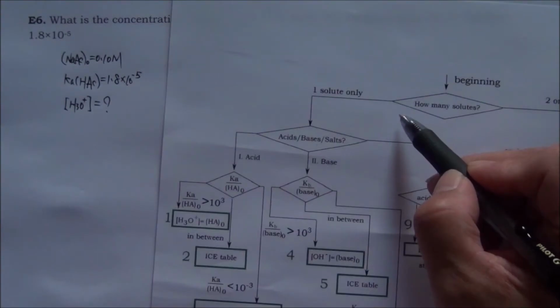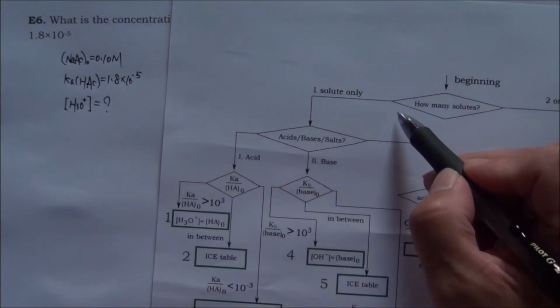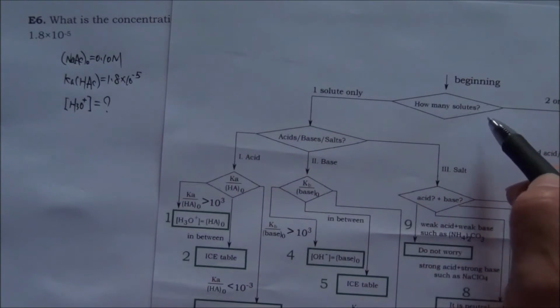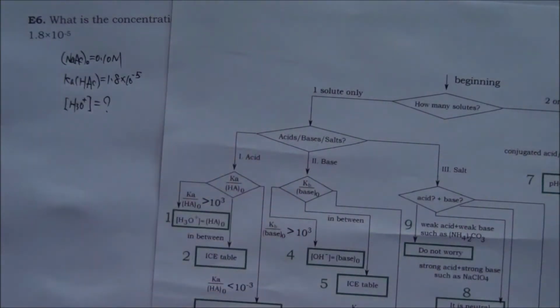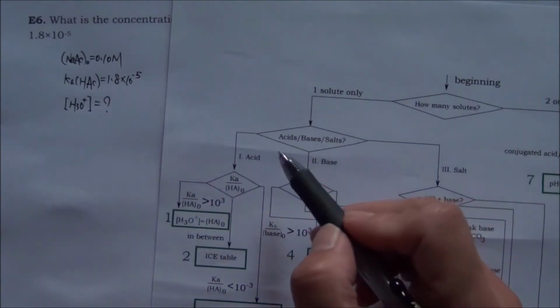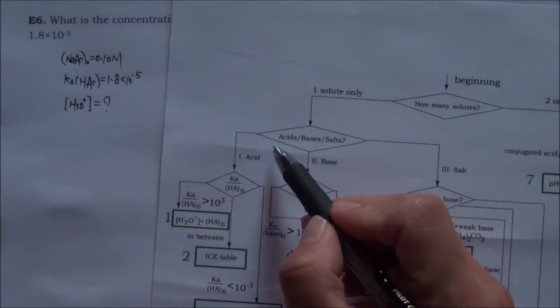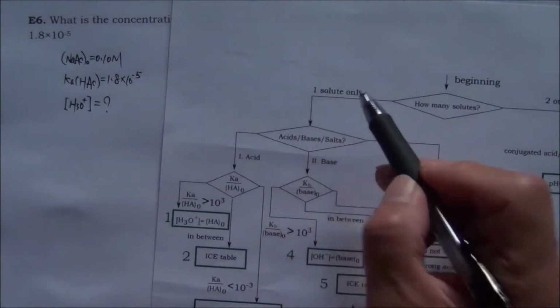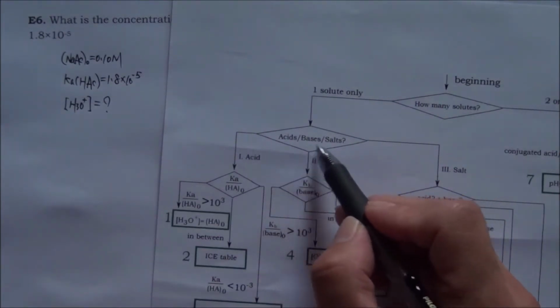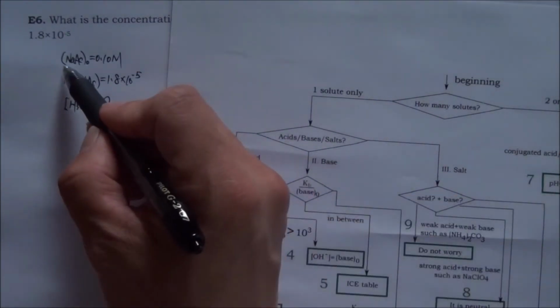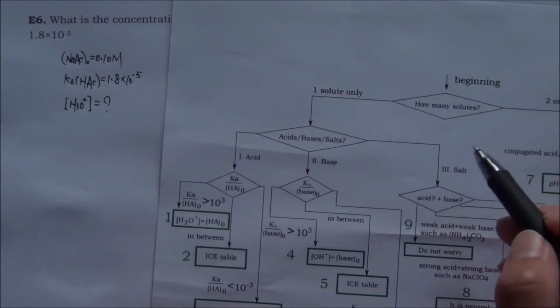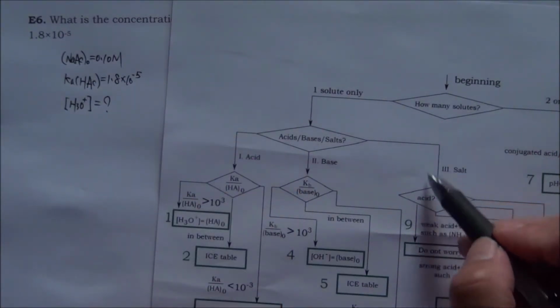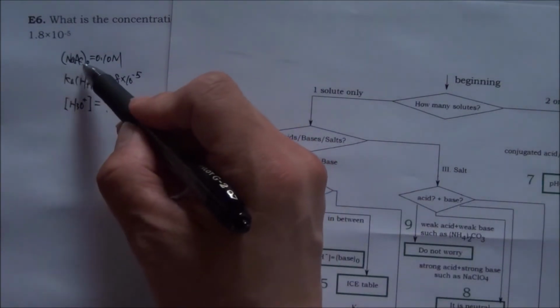Let's look at the flowchart. The first step to use the flowchart is to figure out how many solutes are in the solution. Sodium acetate is the only solute in the solution. The next question we need to answer is: is the solute an acid, a base, or a salt? Sodium acetate is a salt. Then we need to figure out what kind of salt sodium acetate is.